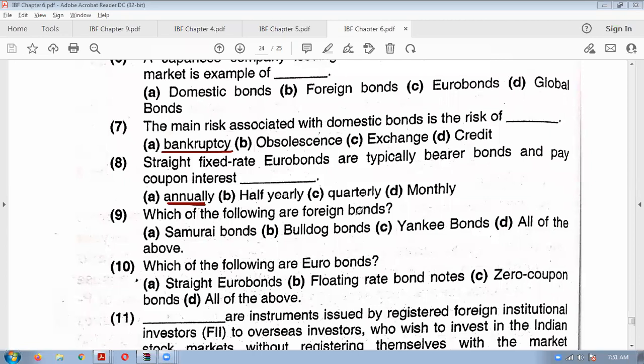Which of the following are foreign bonds? Samurai bonds, bulldog bonds, Yankee bonds. All the above are foreign bonds.